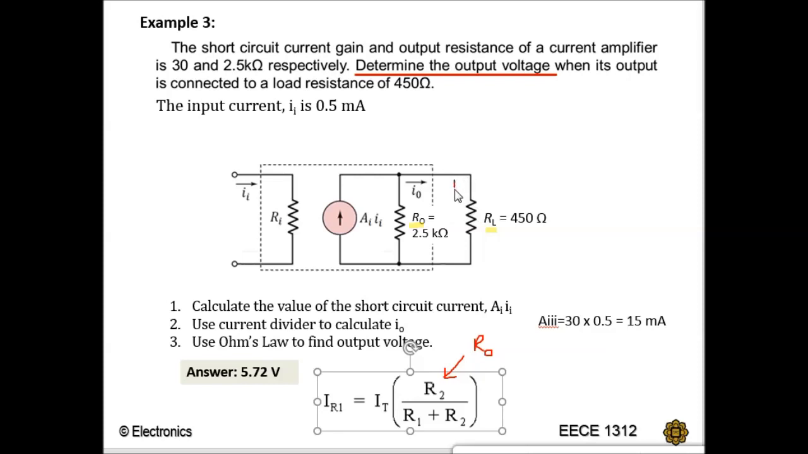So the last step is you multiply I0 with RL to get the voltage at the output. The output is here. So you want to find V out. You just use Ohm's law: I0 multiplied by RL.